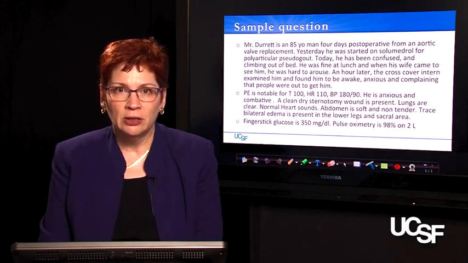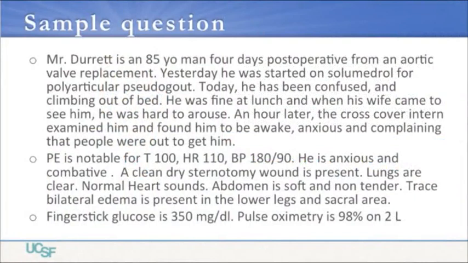Mr. Durrett is not having a good week. He's an 85-year-old man who's 4 days post-operative after an aortic valve replacement. Yesterday, he was started on Solu-Medrol for polyarticular pseudogout. Today, he has been confused and climbing out of bed. He was fine at lunch, and when his wife came to see him, he was hard to arouse. An hour later, the cross-cover intern examined him and found him to be awake, but anxious and complaining that people were out to get him.